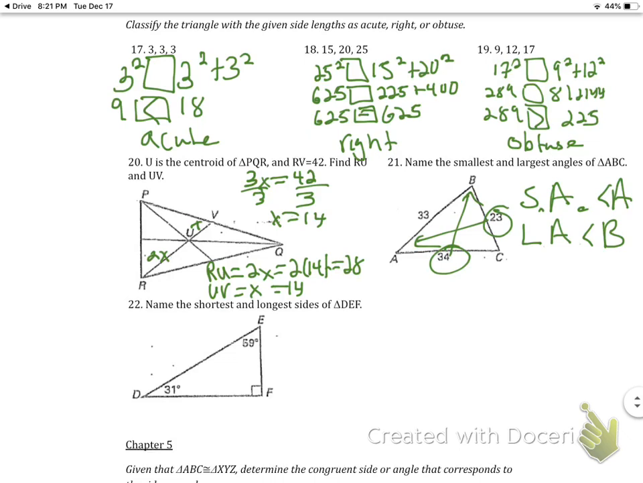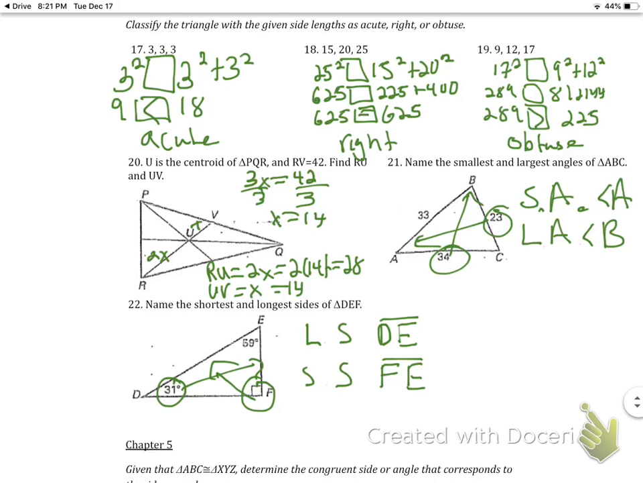So the longest side, shortest side. Well, the longest side is going to be across from the biggest angle. We see the biggest angle is angle F. So the side opposite of that is DE. The shortest side is going to be the one across from the smallest angle here. That's going to be FE.